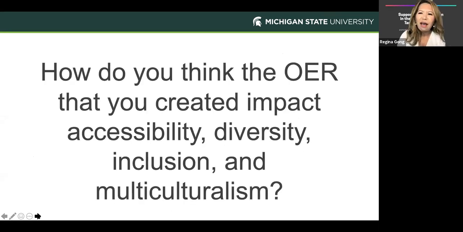So now we come to the subject of impact, especially on DEI, accessibility, and multiculturalism. Can you speak about how this OER addresses these very important topics?